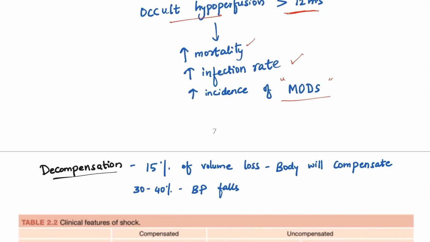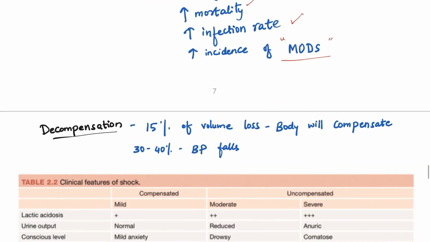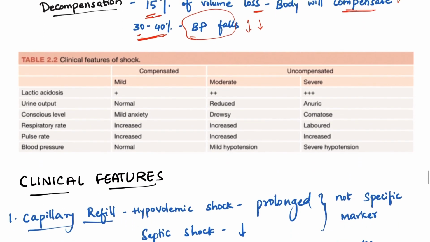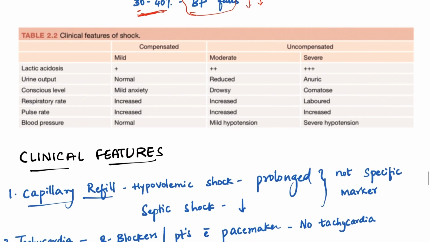Okay, when does the body decompensate? So the body will compensate. The body will say, okay, only up to 15% I will compensate, more than that I can't. So up to 15% of volume loss the body can compensate. This is important. This percentage of loss is also important. Beyond 15%, that is 30 to 40%, the BP will fall. This is the last thing to fall. You always think that BP falls first. No, even in spite of normal BP, there can be shock.